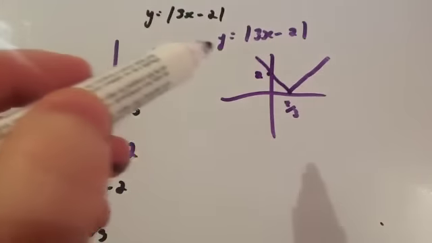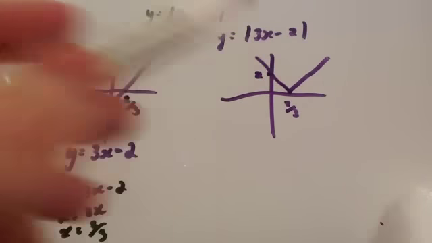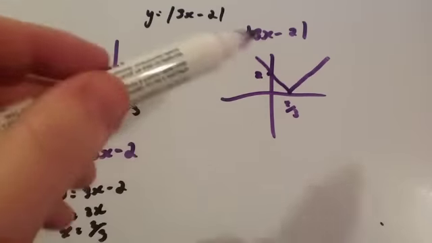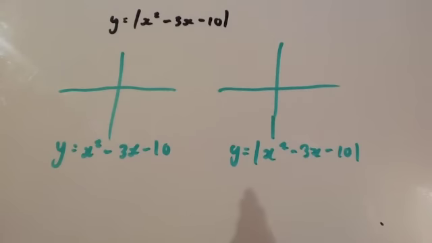So this is the graph y equals modulus 3x minus 2. The first step is to draw the normal graph, and then just reflect anything below the x-axis above the x-axis. Okay, so we're going to draw the graph now.